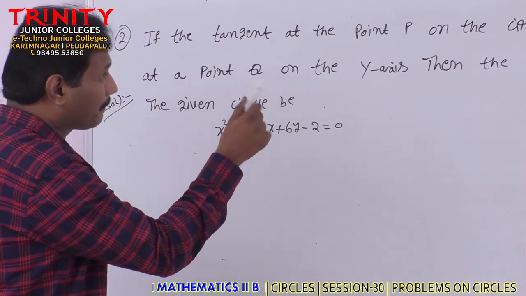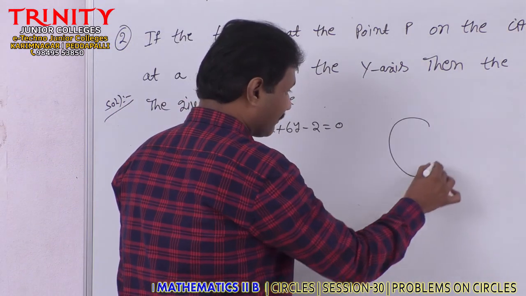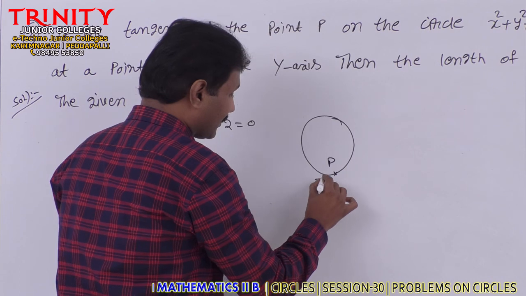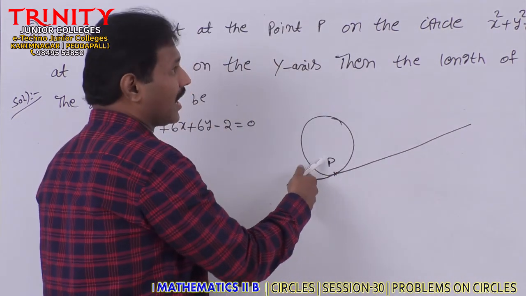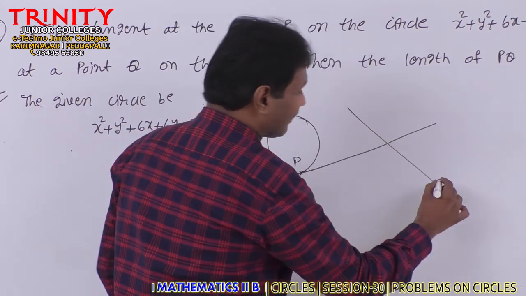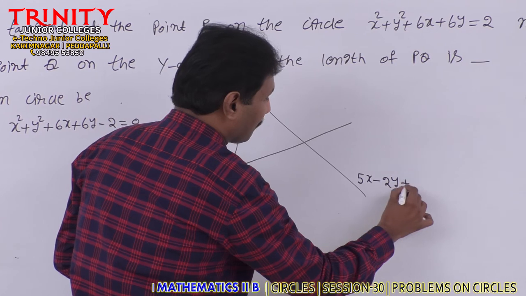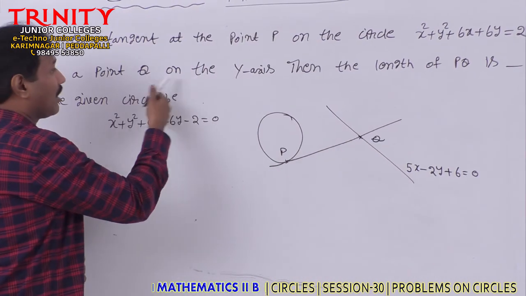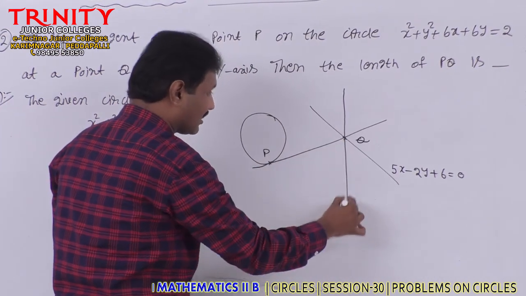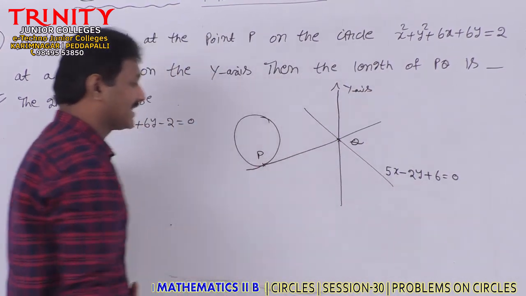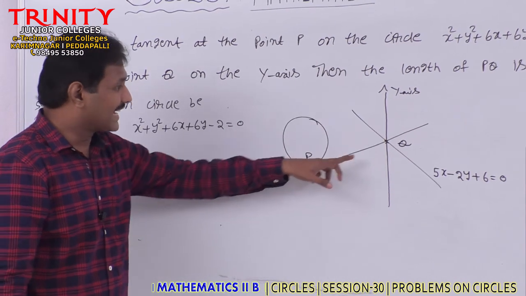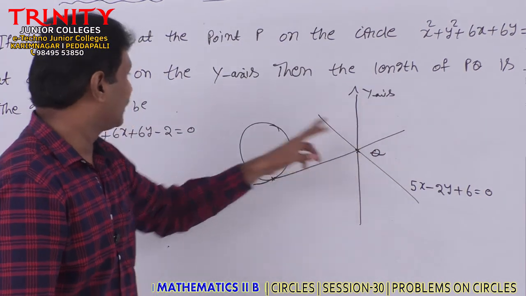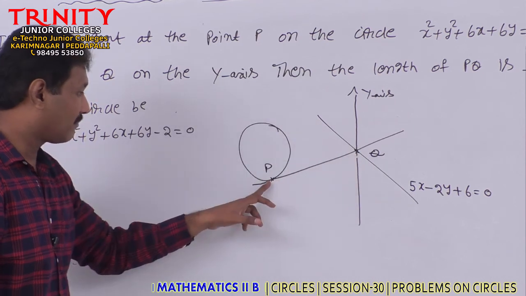If the tangent at the point P on the circle, this is the circle, a point P, meets the straight line 5x minus 2y plus 6 equals 0 at the point Q, the point Q lies on the y-axis. The tangent at P intersects the line 5x minus 2y plus 6 equals 0 at the point Q. The point Q lies on the y-axis. Then find the length of PQ.